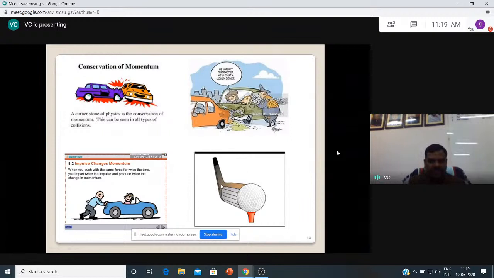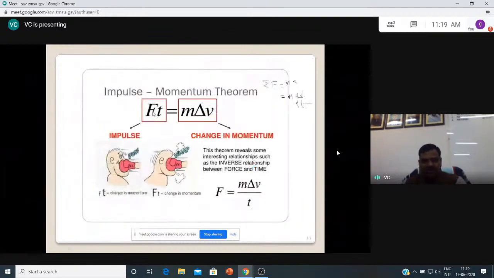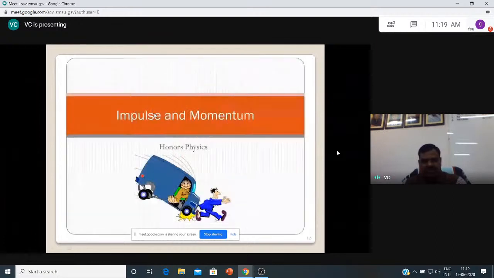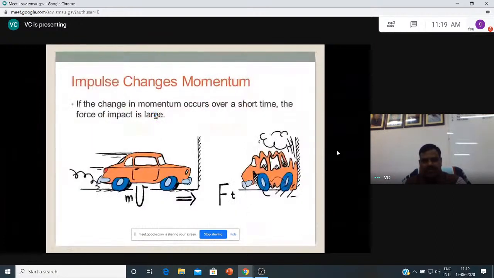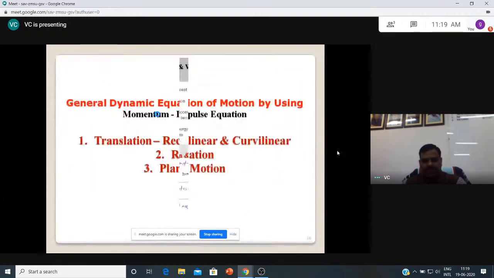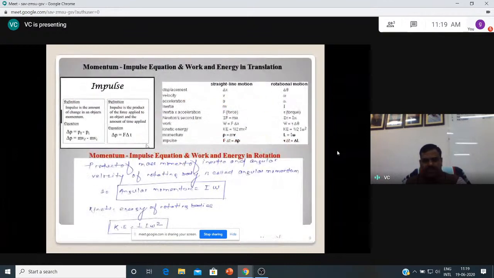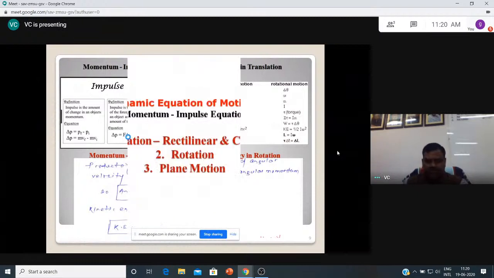When a bat is hitting the ball, in any sport like cricket, a heavy force is acting for a small duration of time. That is what the impact is. Large force, small duration of time.